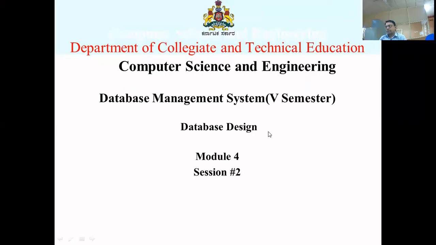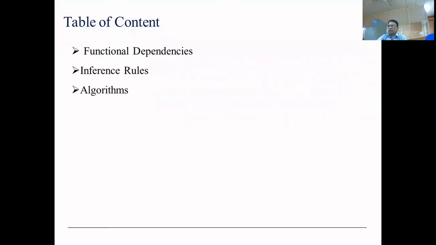So this is session number 2 in module 4. In the first session, we discussed some of the informal design guidelines for relation schema and an introduction to normalization. Right now, I'm going to explain the concepts required for implementation of the normalization process: functional dependencies, inference rules, an algorithm for determining closure of functional dependencies, and two sets of equivalent functional dependencies.